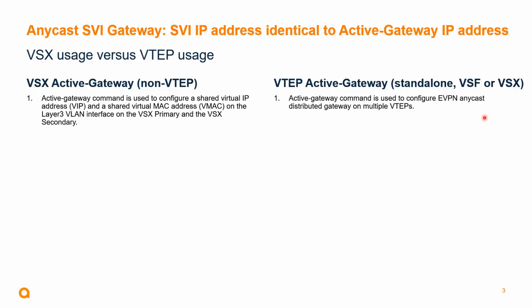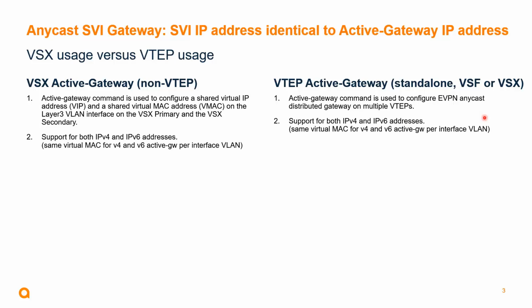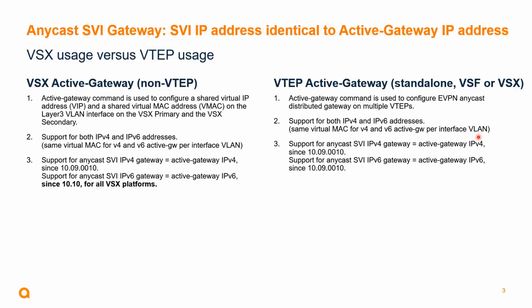And on the right side, the Active Gateway command has been leveraged in the context of VTEP to configure the EVPN Anycast distributed gateway on multiple VTEPs. It could be 100 VTEPs having that same Active Gateway IP address. We initially didn't support that, and it has been added in the past to support the same SVI IP and the Active Gateway on those interfaces. This is initially supported on IPv4, and then on IPv6 we'll see that. We are going to use the same virtual MAC on IPv4 and IPv6 Active Gateway.